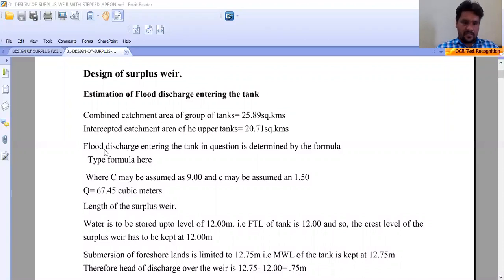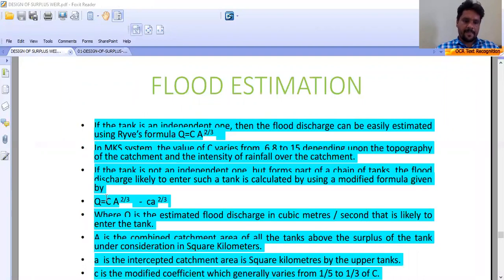Okay. Flood discharge entering the tank, the question is already given. So how to find maximum flood discharge? There is a formula you can see. This is Ryve's formula. Here you can see this. This Ryve's formula can be used for calculating maximum flood discharge, when the tank is an independent one. Okay, only catchment area is given means then you can use this.